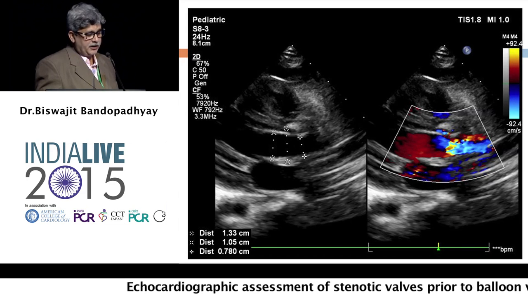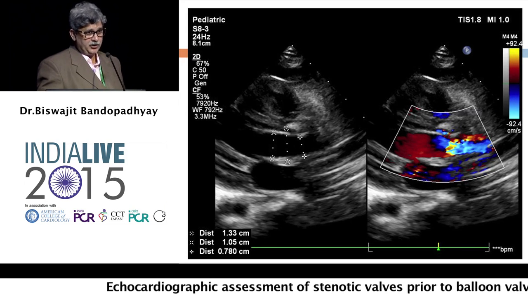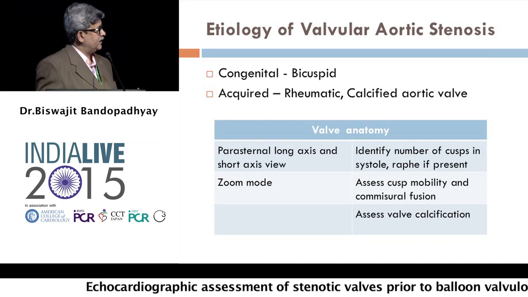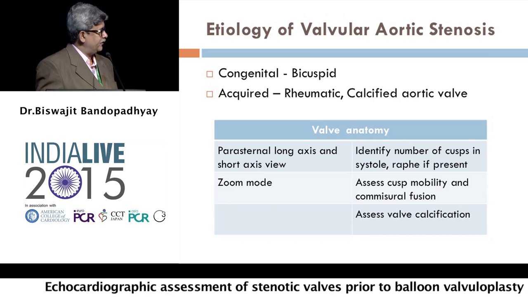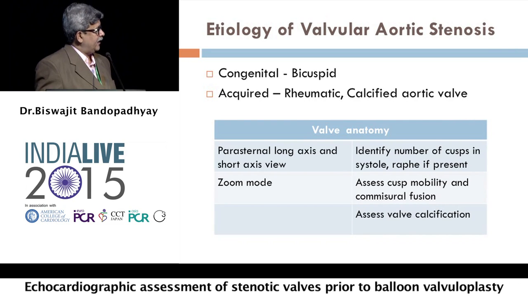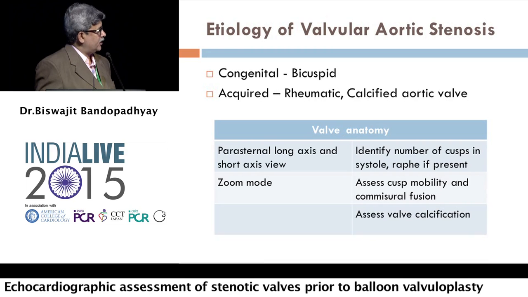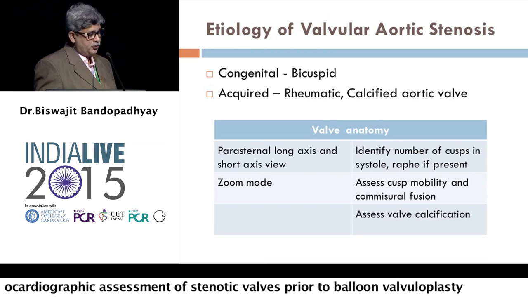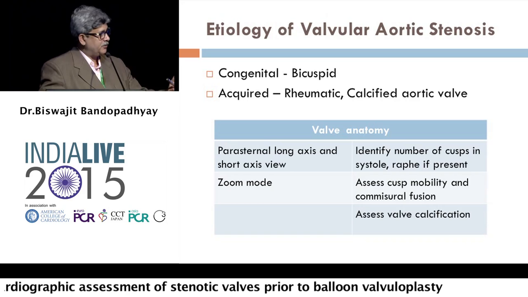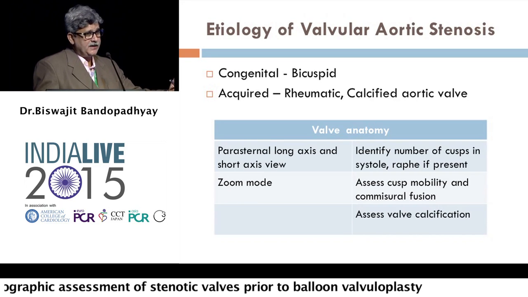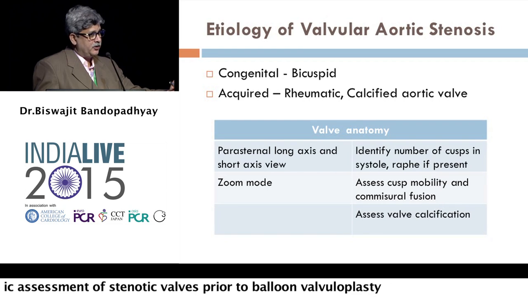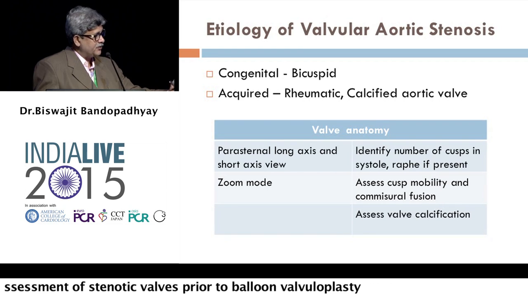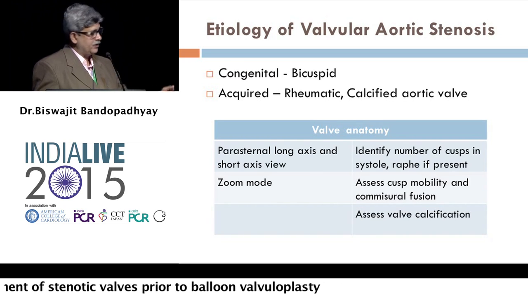So etiology of valvular aortic stenosis now comes to the valve. Etiology is extremely important, whether it is a congenitally bicuspid aortic valve or an acquired rheumatic and calcified aortic valve. Valve anatomy should be measured from the parasternal long axis and short axis views. You should use zoom mode and measure the valve anatomy. The valve annular size is very important information, and it has to be given by looking at the valve in zoom mode, measured from hinge to hinge. I'll show you that picture.